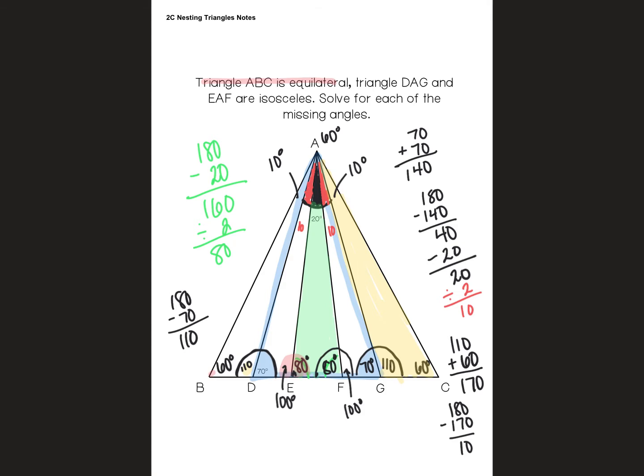Now, there's lots of different ways to solve these. You didn't have to do it the exact same way I did, but this is just to give you an example. So now that you've watched this video, you're going to do 2D, which is a similar problem.